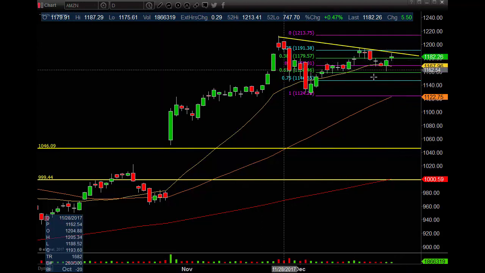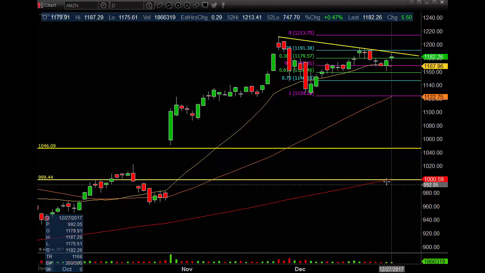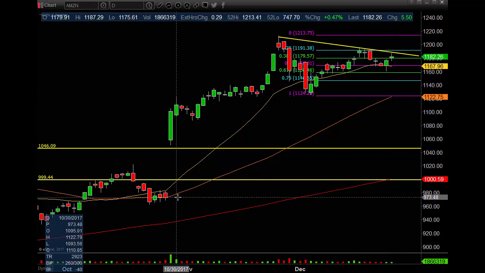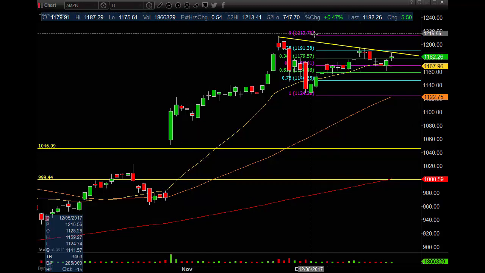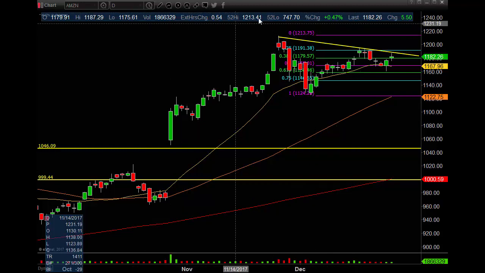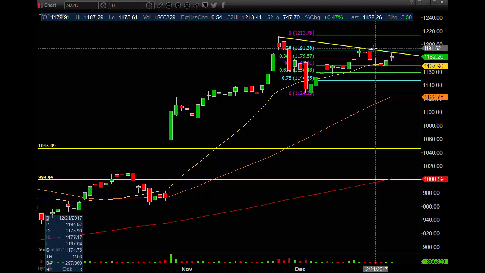And then, what have I been saying? The 200 MA on the dailies, guys. Then you have a big gap to fill around 972. 972, guys. Bulls, you've got to get above the 1213.41 area, and then you've got to get above this high pivot here around 1195 to 1200. That's going to be a big resistance as well. Let's go to the weekly though.